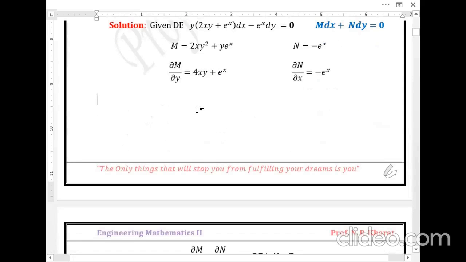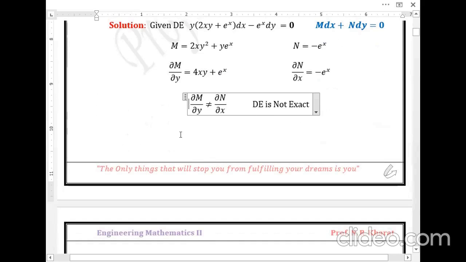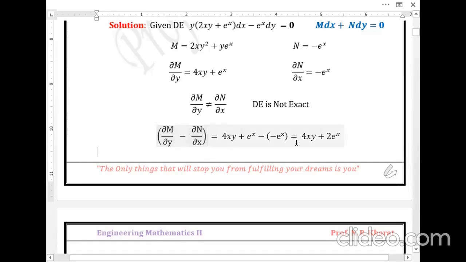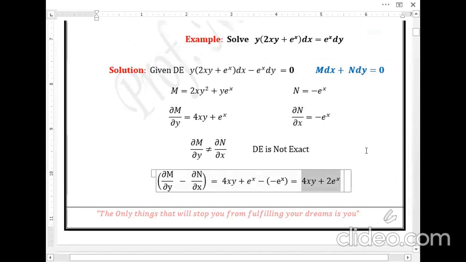So ∂M/∂y is not equal to ∂N/∂x. The differential equation is not homogeneous, not exact, and does not fit rule number 2, so we have to go for rule number 3 and rule number 4. The subtraction of these two derivatives is 4xy + 2e^x. We have to identify which particular term, either M or N, is suitable for the division. When we observe, the subtraction is 4xy + 2e^x, and here we can make this division.